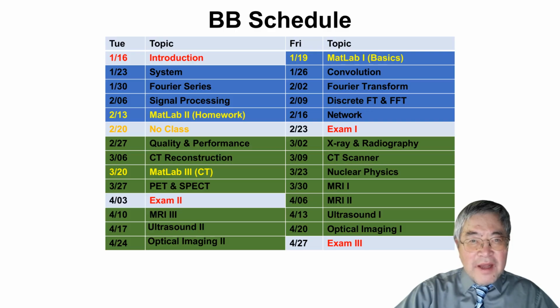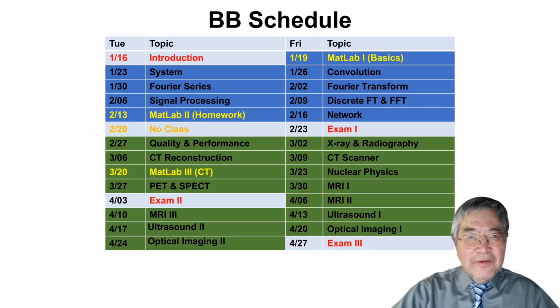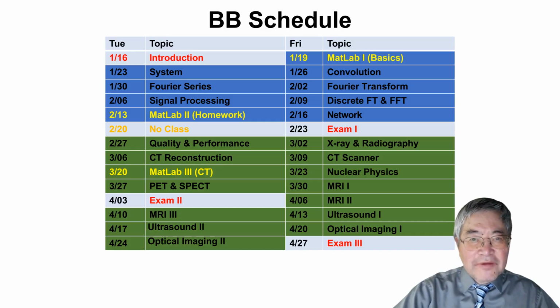You'll also be evaluated through 3 closed-book exams spaced across the course, one after the foundation module, one after the first set of modalities, CT and nuclear imaging, and one to cover everything else. Your final grade will be based on a combination of these exams, your homework, and participation.